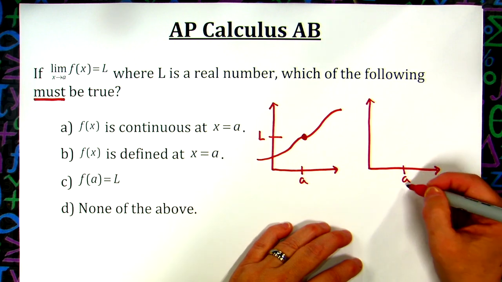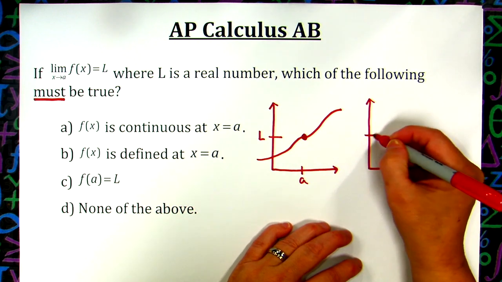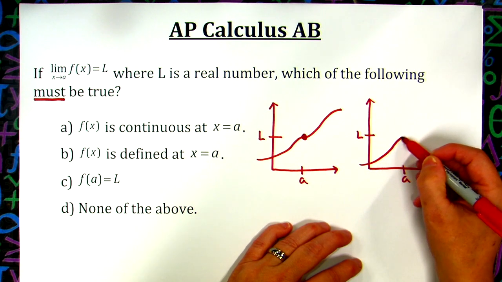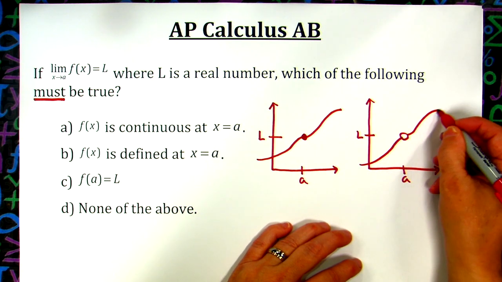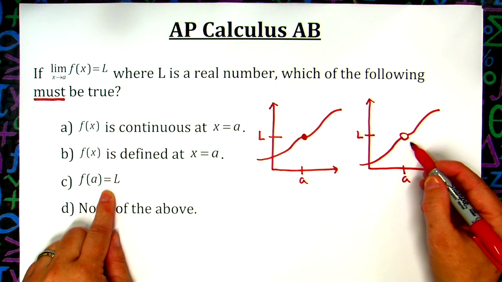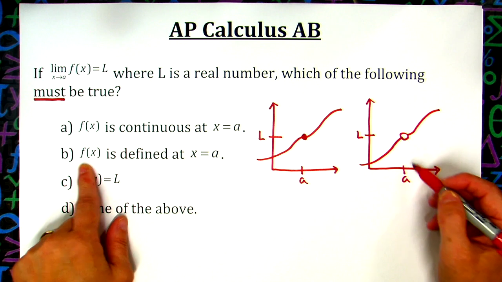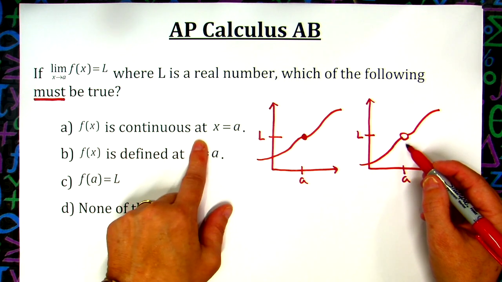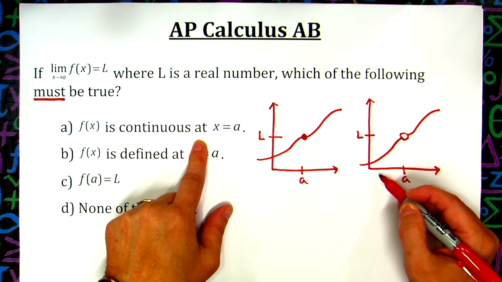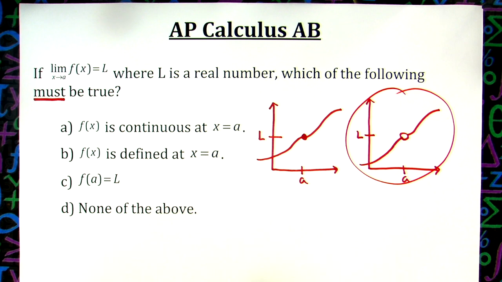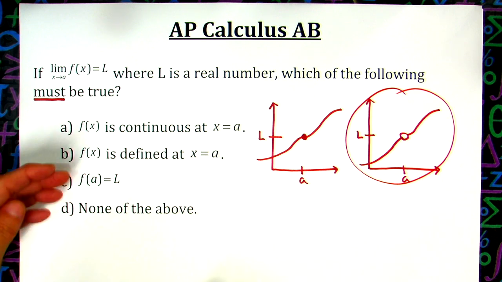If I'm approaching a along the x-axis, and I've got my limit L here, I could come up and have a hole right there. In which case, f of a would not equal L. Then the function is not defined at x equals a. Is f of x continuous? Well, that's not continuous. So the thing is, can you draw some type of exclusion to each of those?